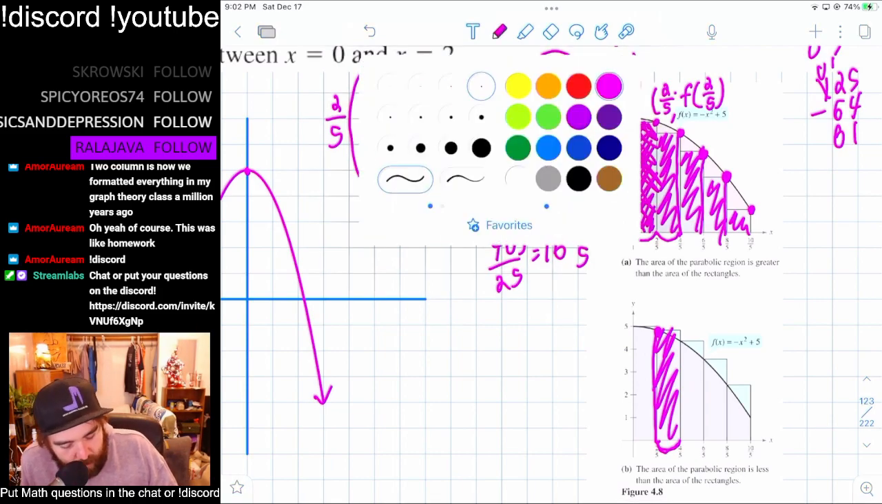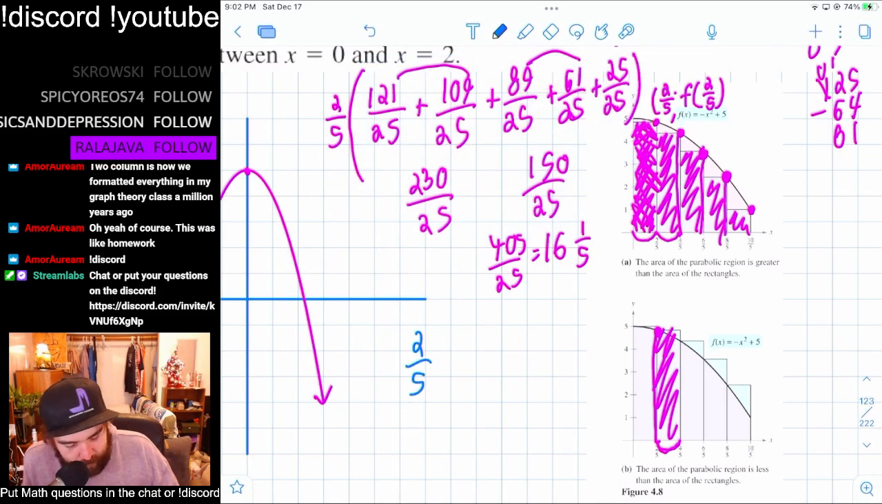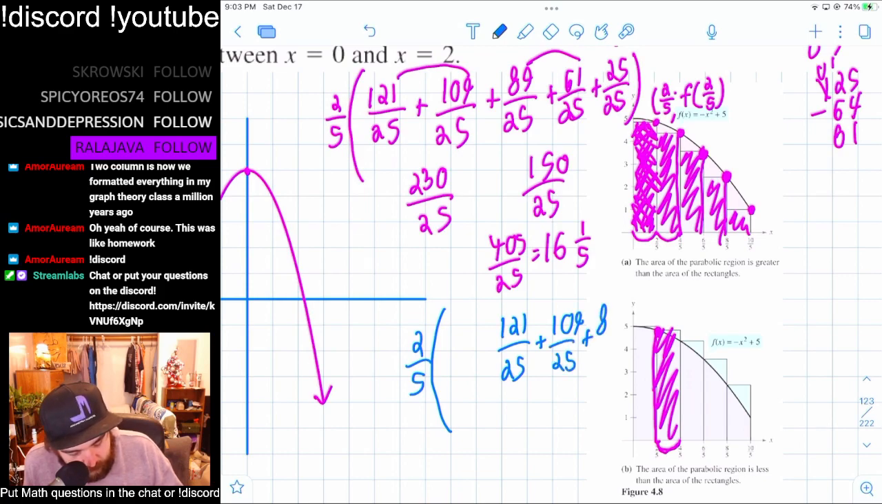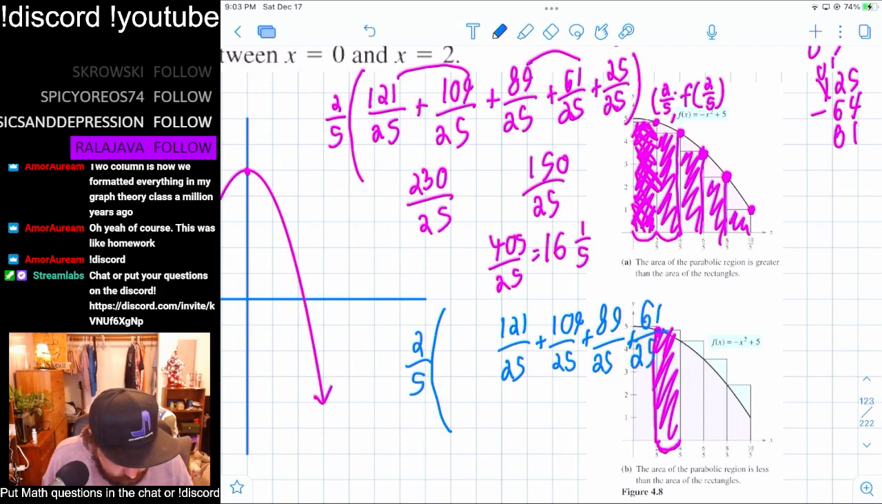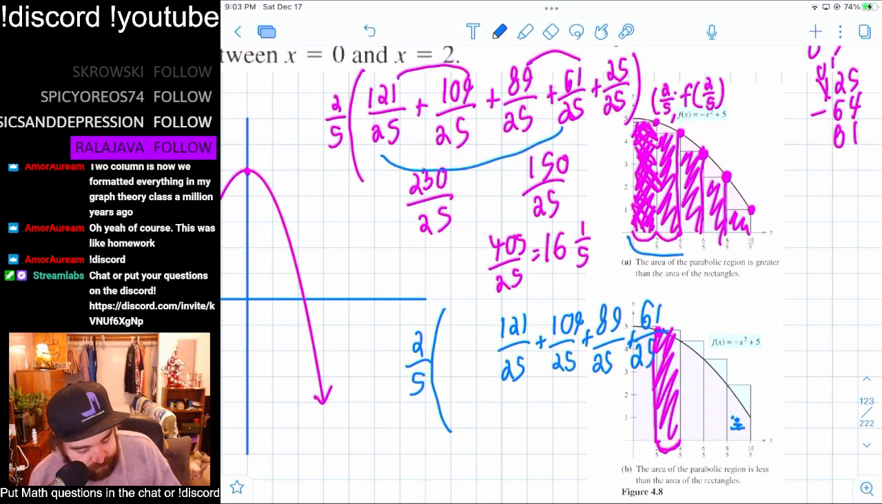So when we calculate the overestimate, it's going to be 2/5 as our width. And then these are all going to be the same. The 121 out of 25 is the second rectangle here, and then the third rectangle here, and then the fourth rectangle here, and the fifth rectangle here. These first four are the same as these right here.